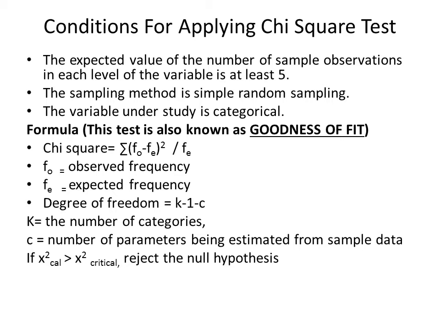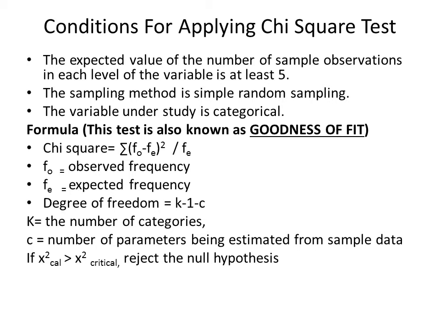In this, the formula for chi-square is summation of (FO minus FE) square divided by FE, where FO is the observed frequency, FE is the expected frequency. Here the degree of freedom is equal to K minus 1 minus C, where K is equal to number of categories and C is the number of parameters being estimated from sample data.